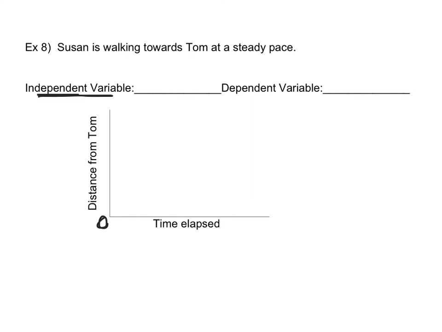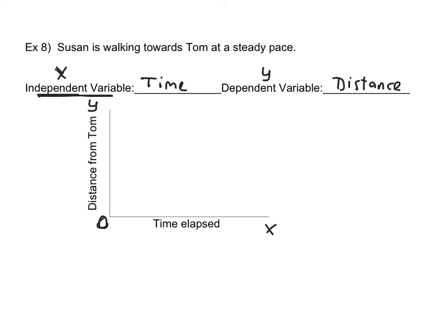The independent variable we have to identify is either going to be time elapsed or distance from Tom. And remember we said that independent is x, and dependent is y. So this is going to be your x, that's the independent, and y is going to be your dependent. That means the independent variable is the time, and the dependent variable is the distance. So distance depends on time. Distance from Tom depends on time.